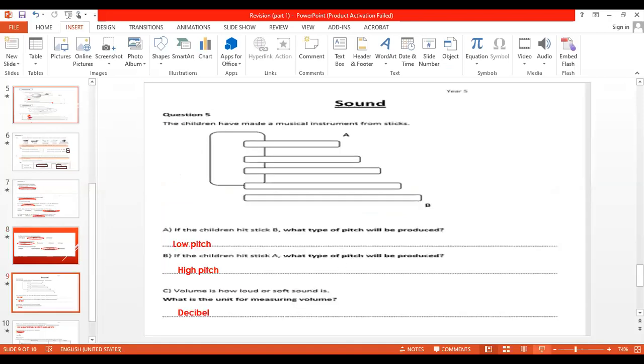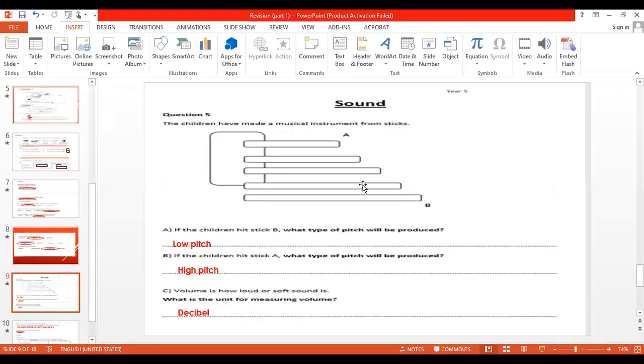So the next question is question 5. The children have made a musical instrument from sticks. So as you can see, they brought a board and they started to stick sticks to it. If the children hit stick B, what type of pitch will be produced?